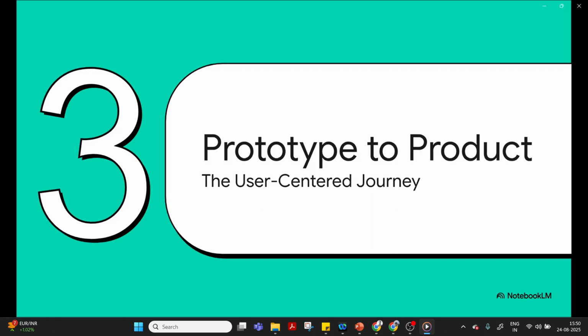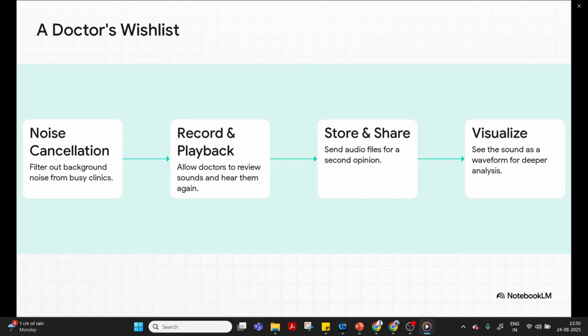Okay, so having a great idea is one thing, but turning it into a real product that doctors are actually going to trust and use every single day, that's a whole different challenge. Let's see how they did it. Now, this part is so important. Before building anything else, the engineers spent 3 months just listening. They didn't just guess what features doctors might want. They went into actual hospitals and asked them, what do you need? This wish list you see here, it came directly from those conversations.